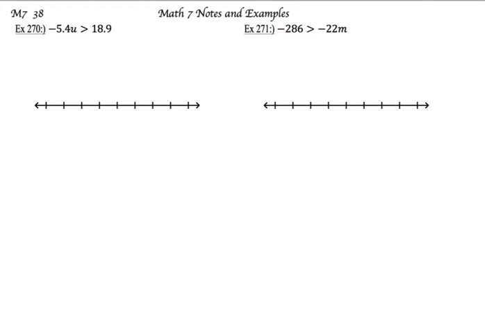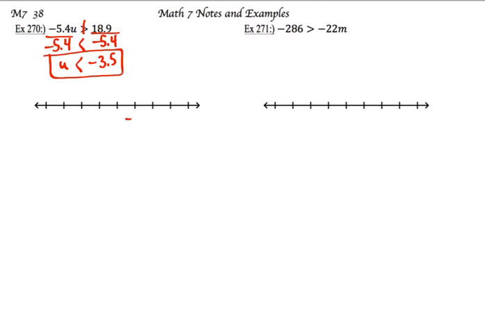Example 270 on the top of page 38. Negative 5.4u is greater than 18.9. We need to divide by negative 5.4. Okay, little alarm should be kind of going off in your head. Anytime you divide by a negative, you need to automatically switch the sign. So 18.9 divided by negative 5.4 is negative 3.5. So u is less than negative 3.5.